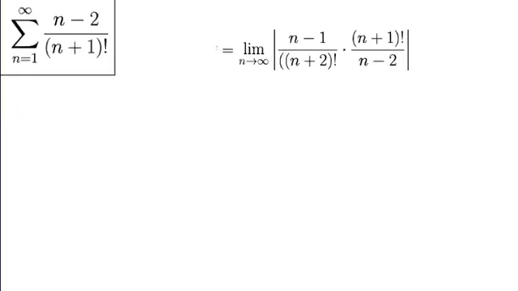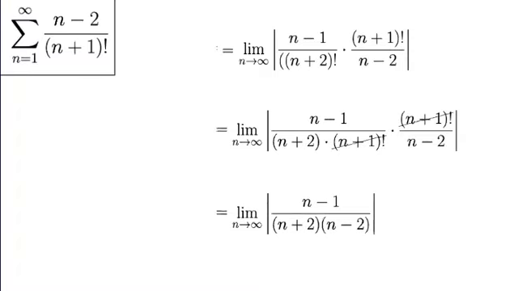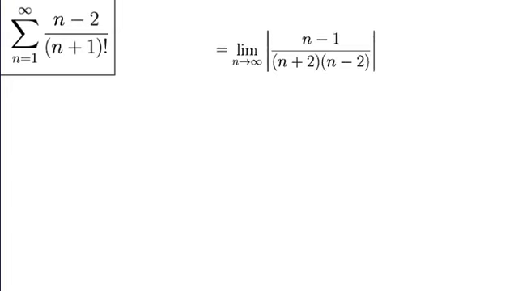From here, we can continue simplifying the inside of the absolute value. Since the factorial is the product of terms from 1 to its argument, we know that the factorial of n plus 2 is the same as n plus 2 times the factorial of n plus 1. This leaves us with an opportunity to simplify our equation since there is the factorial n plus 1 in both the numerator and the denominator. This leaves us with the following limit. With further simplification, we have a limit as follows.